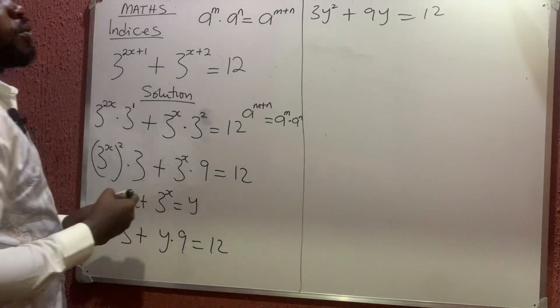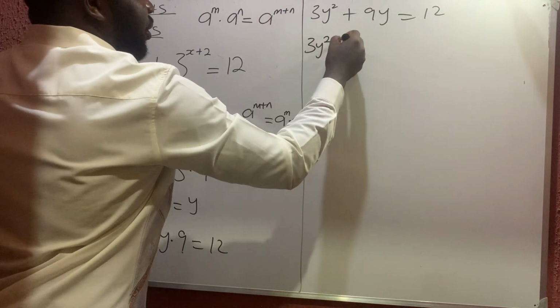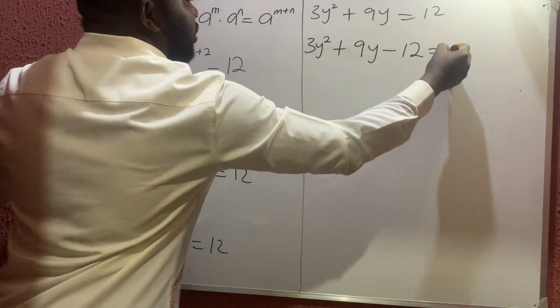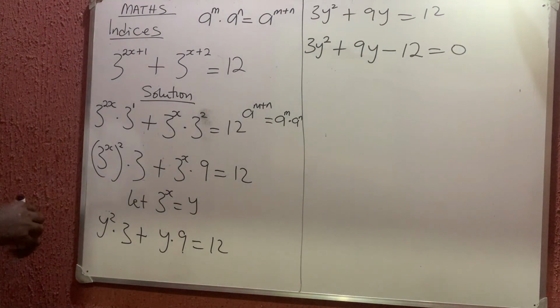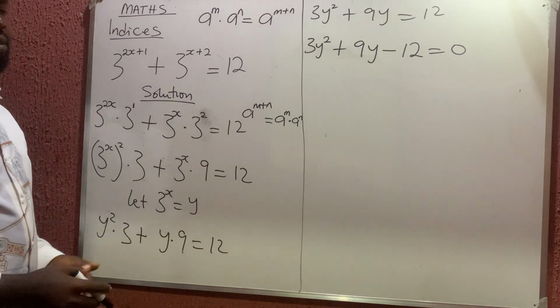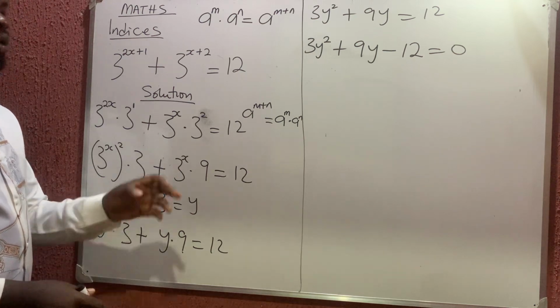Now this is a quadratic equation. So let me bring this to this side. I'll have 3y squared plus 9y minus 12 is equal to 0. So this is a quadratic equation which can be solved either by factorization method, or maybe using the general formula method, or completing the square method as well. But let us factorize this.